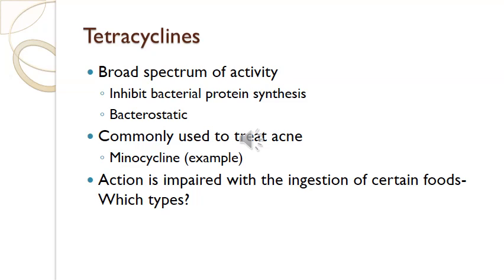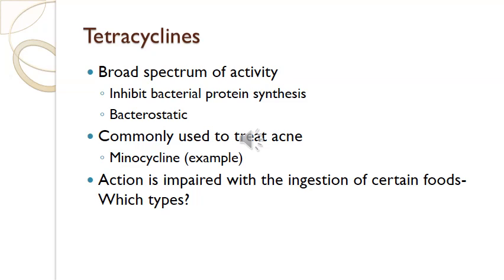They treat different types of infections. This is the one that's commonly used to treat acne. Minocycline is an example of this. They're also used very commonly to treat Lyme disease and Rocky Mountain spotted fever, which are infections picked up very commonly by deer ticks. They also work for syphilis infections.